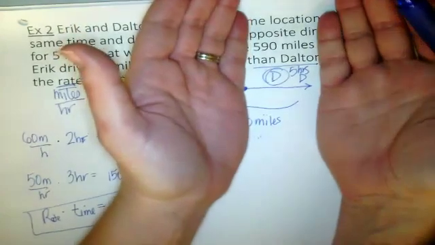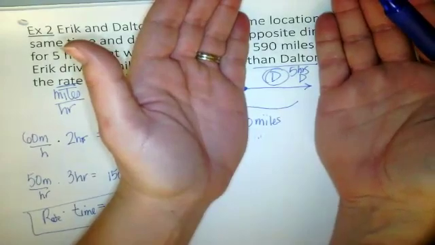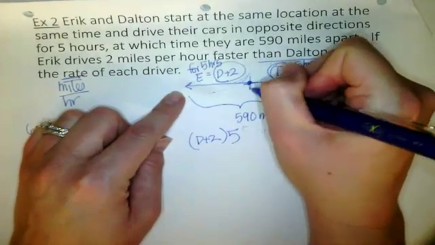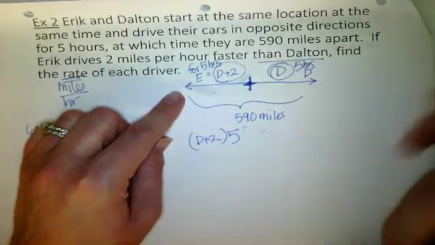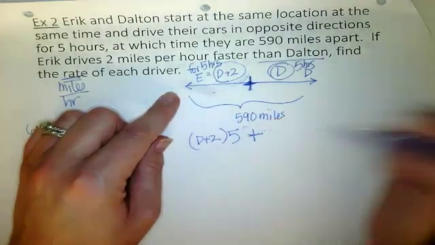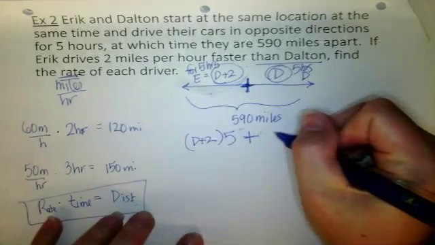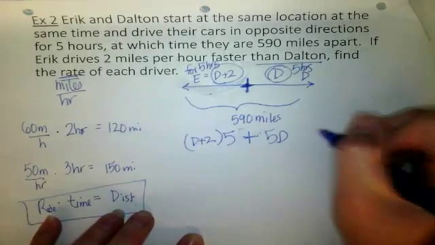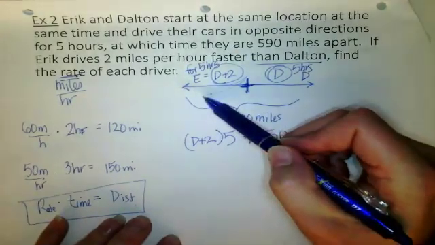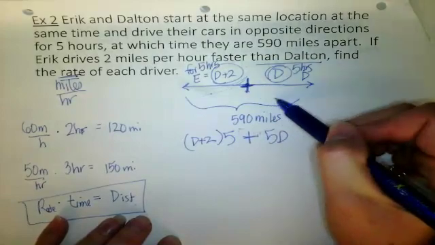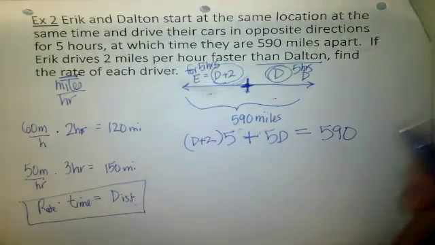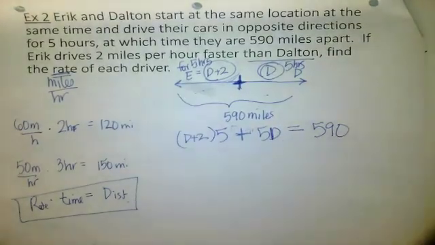Now, how do I find Dalton's distance? 5 times it, yeah. And what are we going to do to their two distances? Add them together, and what are they going to equal? Oh, 590. He went D miles per hour for 5 hours, so 5D. So when we find Eric's total distance and Dalton's total distance, we can add them together for a total of 590 miles. Sorry, that was a huge brain fart on my part. I was reading it wrong.